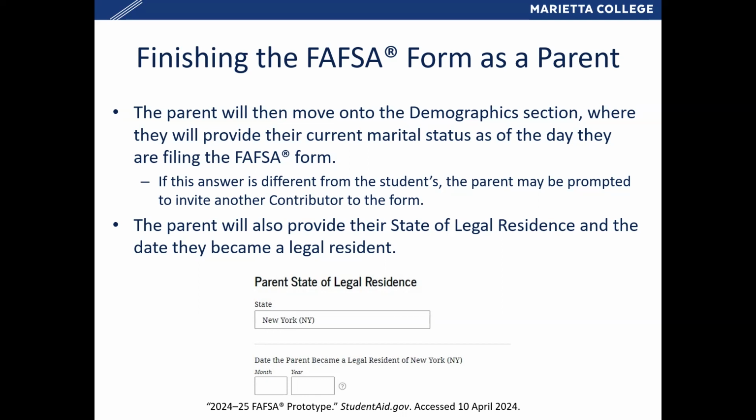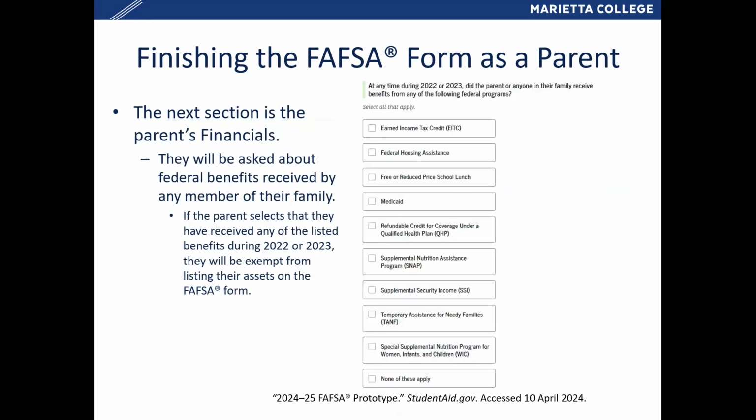The parent will also be asked to provide their state of legal residence and the date they became a legal resident as well. Then they will be moving on to their own financial section. They will be asked about any federal benefits received by any member of their family. So this is not just themselves, it's also any member in their family as well. If the parent selects that they have received any of the listed benefits during 2022 or 2023, they will be exempt from listing their assets on the FAFSA form.